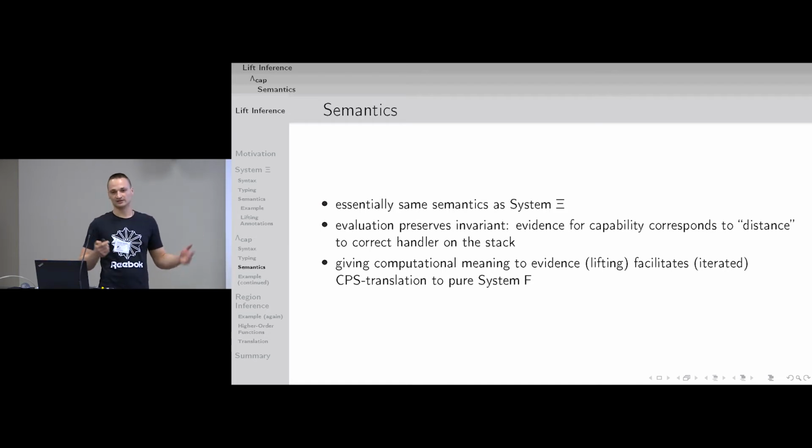Okay, so the semantics is essentially the same operationally as System F, since regions and evidence are actually immaterial. But evaluation preserves an invariant, namely that evidence for a capability exactly corresponds to the distance to the correct handler on the stack. So while we evaluate, this invariant is preserved. We will see that shortly. And we can also now give computational meaning to this evidence to actually obtain a CPS translation to pure System F. This is the lifting. So lifting corresponds to giving computational meaning to the subregion evidence.